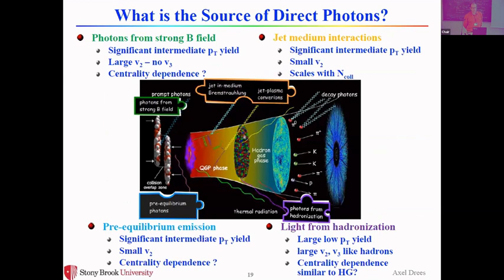Absolutely. It has to show up in the low mass dileptons around 0.2. If you're talking a factor two, that is a major contribution to dileptons in the pi zero Dalitz and probably further out.